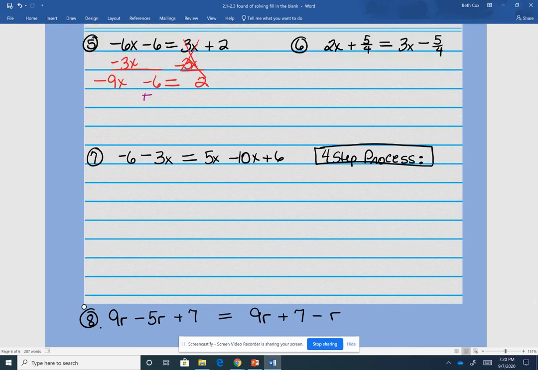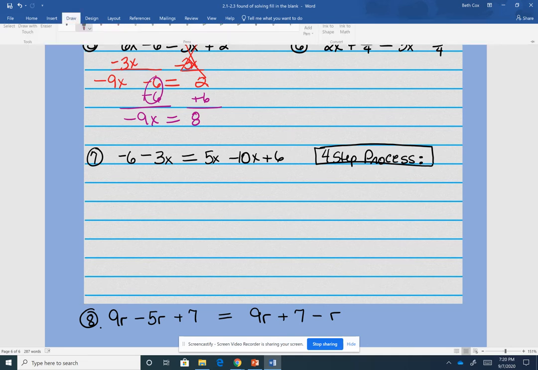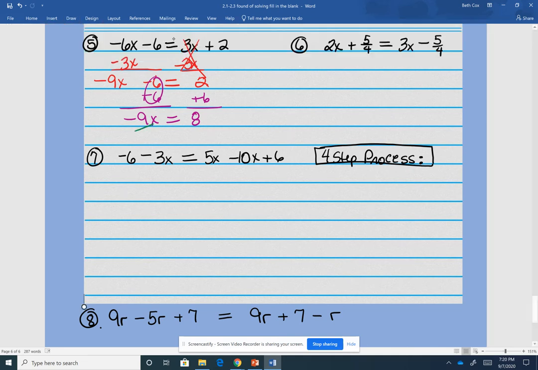I'm going to add 6 to both sides. That's 0. So negative 9x. 2 plus 6 is 8. And then I'm going to divide by the negative 9 to give myself quite enough room. And I get a fraction for my answer. I get x is equal to negative 8 over 9. Okay? All right. Number 6, we have fractions.